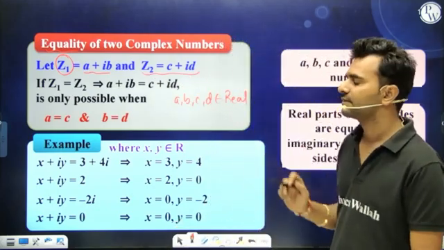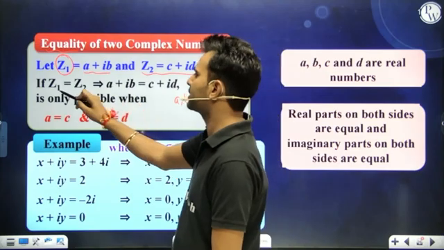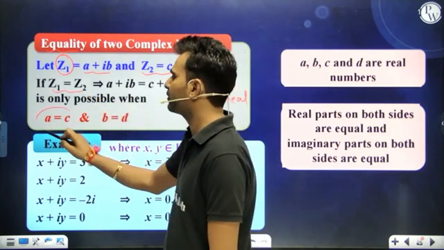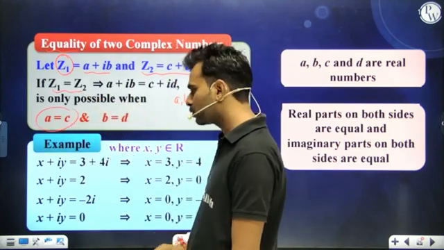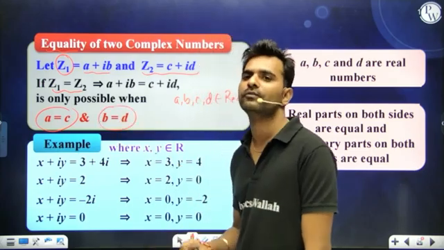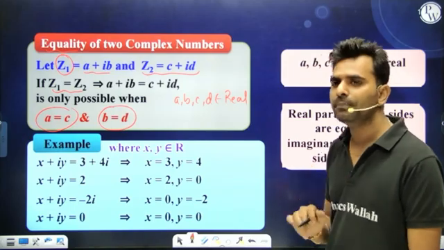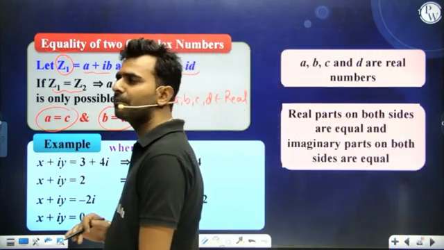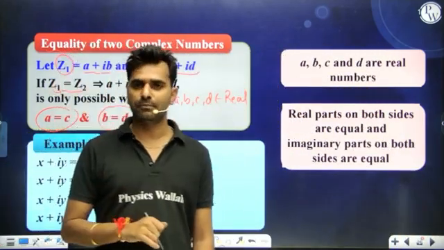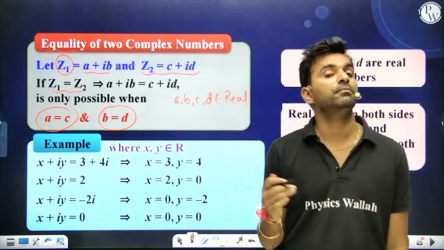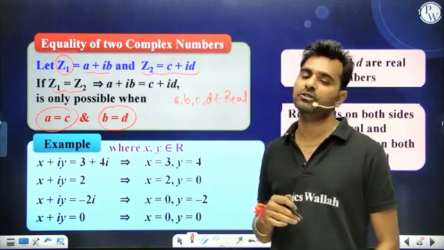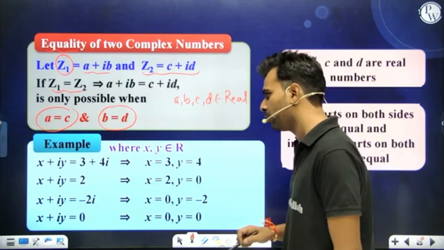Okay, then if z1 and z2 are equal complex numbers, then that means the real part of the complex numbers, that is a and c, both are equal, and also the imaginary part of the complex numbers b and d are also equal. If the real part of the complex number is equal to real part of another complex number, and imaginary part of the complex number is equal to another complex number's imaginary part, then only the two complex numbers will be equal. Okay.